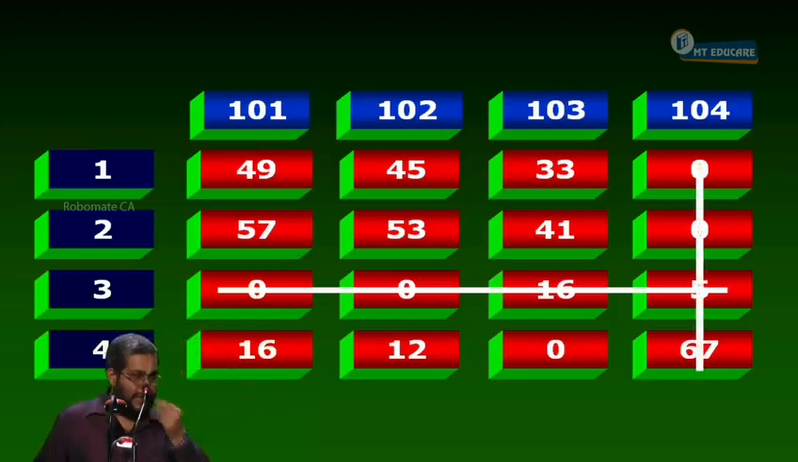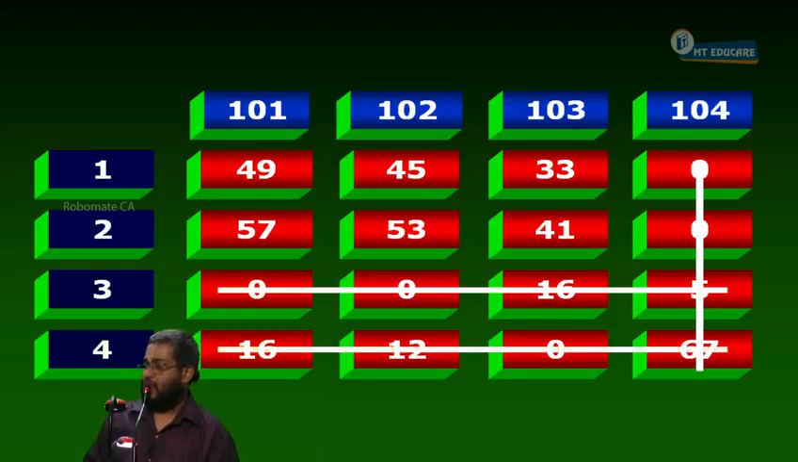I covered this. Is there any row or column with 1 zero? Yes. Which row? Last row. I just drew this. Tell me, is that a degeneracy or can I go for assignment? Degeneracy. Tell me and then write. What should I do?